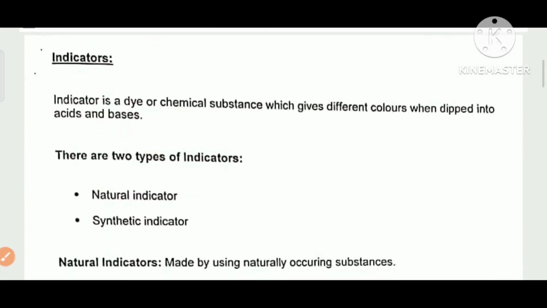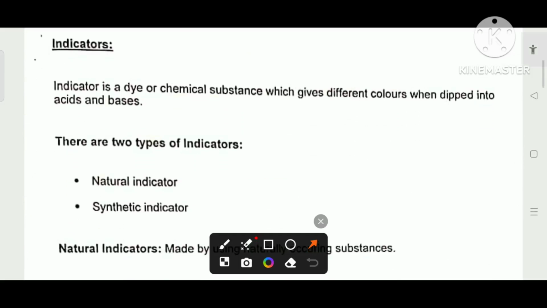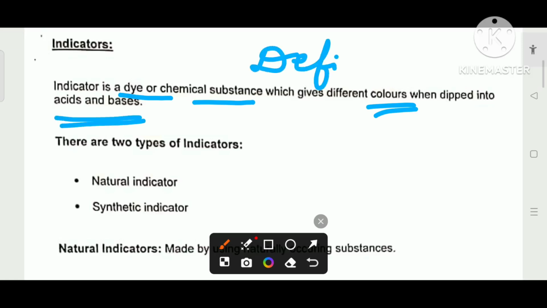Definition of an indicator: basically an indicator is a dye. It is a dye or chemical substance which gives a different color when dipped in acids or bases. So this is what we call the definition. Got it?